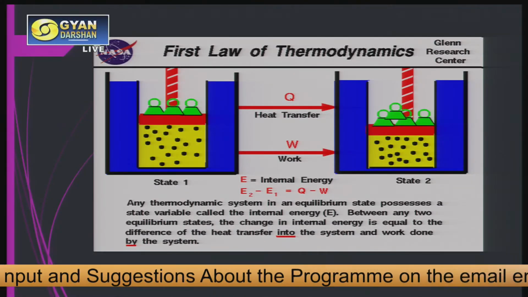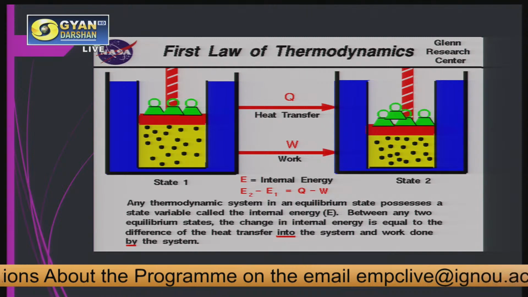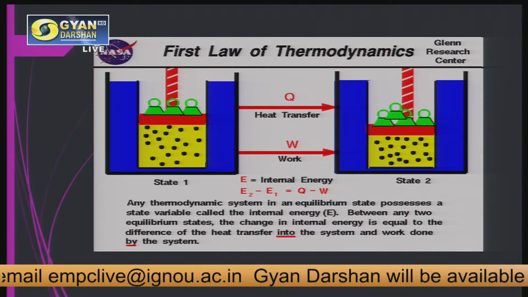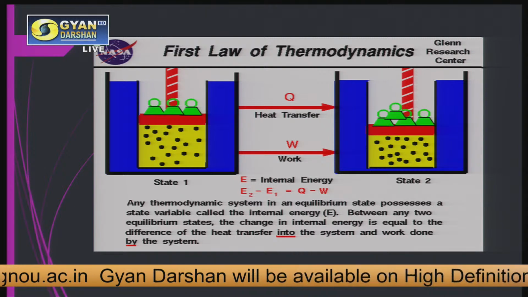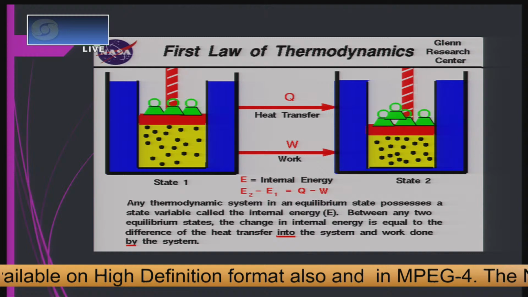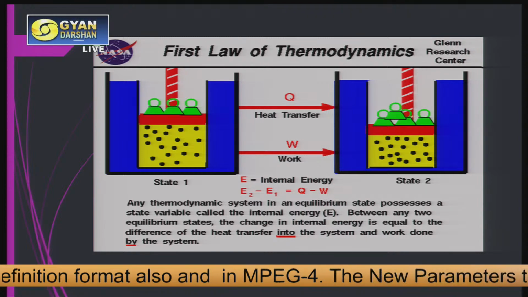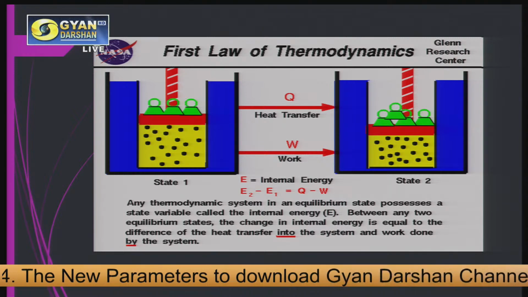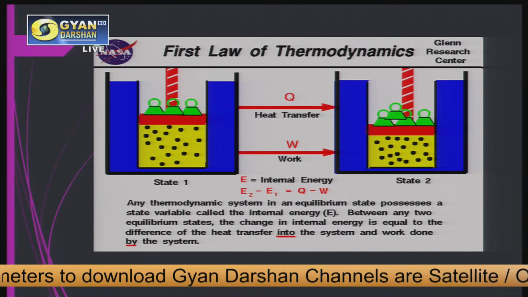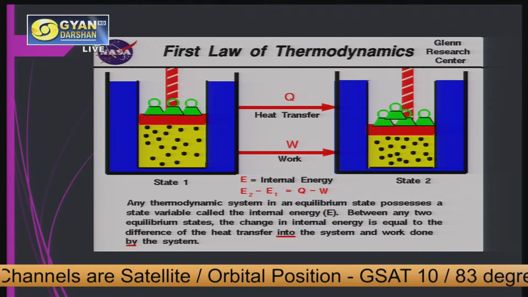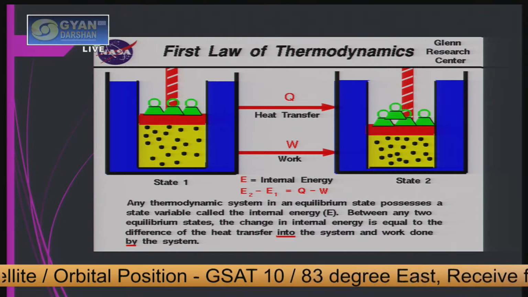Now if we see this picture, you can see that there are two systems. One is at state 1 and one is at state 2. At state 1, there is some pressure, temperature and volume, and for state 2 some different pressure, volume and temperature. Now, if both of these systems are in equilibrium, both possess a similar state, there will be no variation, and then the system will be in equilibrium.